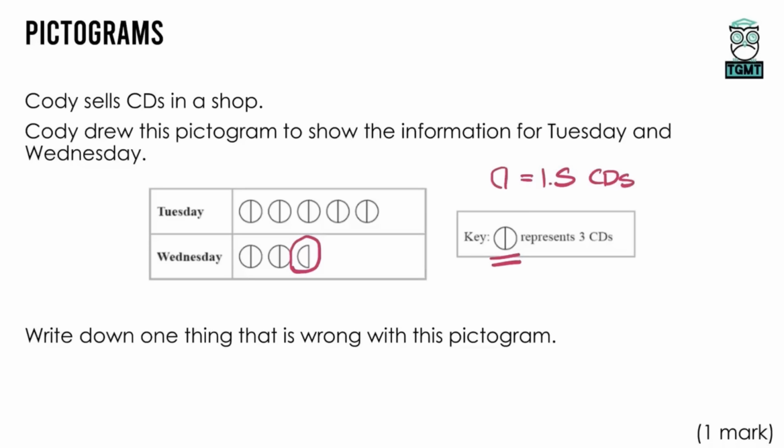And of course, if you have to count how many, in this case, CDs were sold on a particular day, you would just label each one appropriately and add up your totals. But of course, we can't have 1.5.